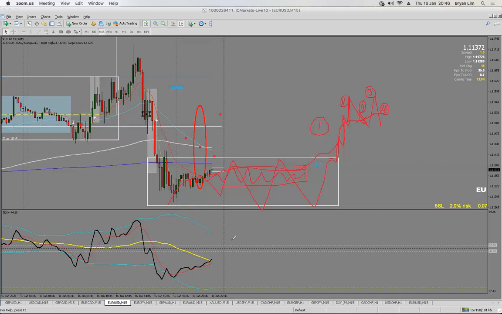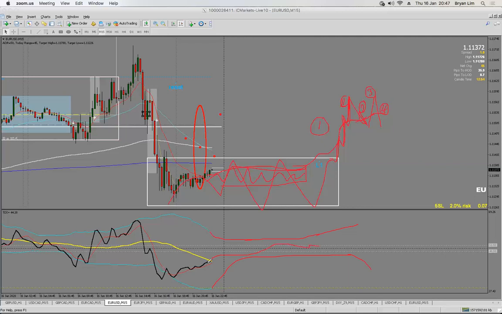Now, what are we looking for on the TDI? So just imagine this is our TDI. The bands are going to thin out over Asia, right? And then the moment we get this momentum shift, they're going to expand. They're going to widen, right? That's what's going to happen. The RSI is going to come through. This is our RSI line, right?